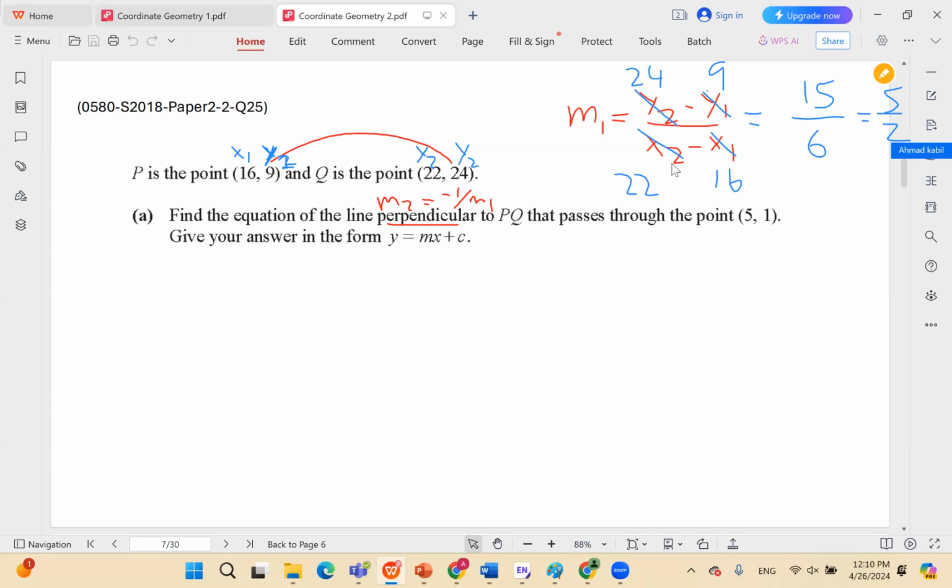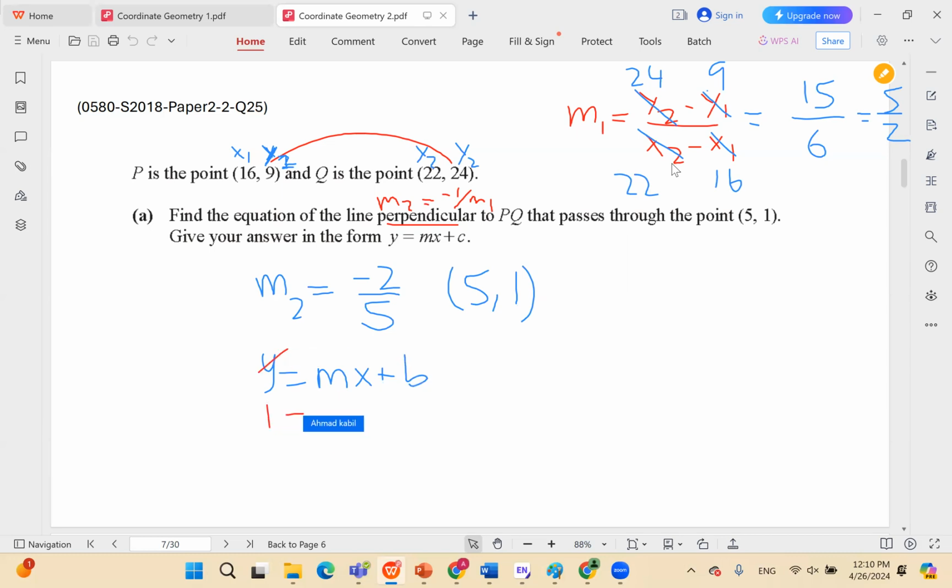So our new gradient or our new slope will be the opposite inverse of m1. So it's going to be negative 2 over 5. We switch the sign and we flip the fraction. And the point that our line passes through is (5, 1). We want to get the equation of the line. So we simply write y equals mx plus c. The y is 1. The m is negative 2 over 5. The x is 5. We want to get c.